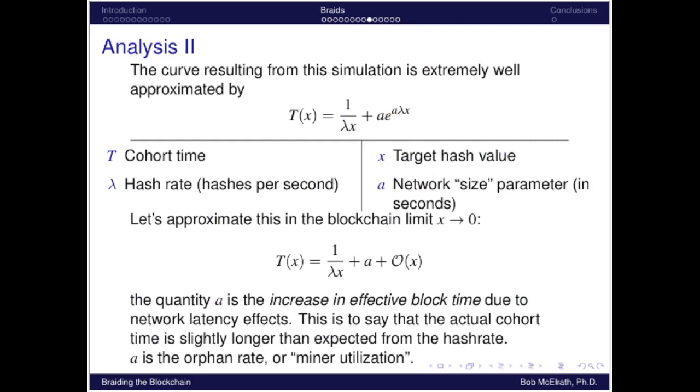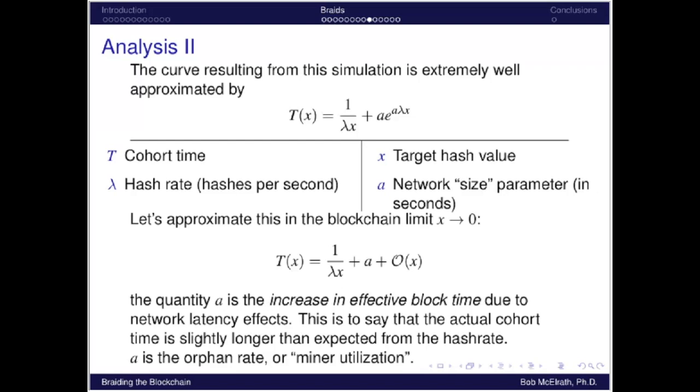So you can throw some math at this. The curve I showed you is given by the following equation. The cohort time is 1 over lambda x, where lambda is the hash rate, plus a e to the a lambda x. A is this network size parameter. It's measured in seconds, so it's a time parameter. This is the amount of time it takes to propagate stuff around the network. It's also roughly the orphan rate. X here is the target hash value.